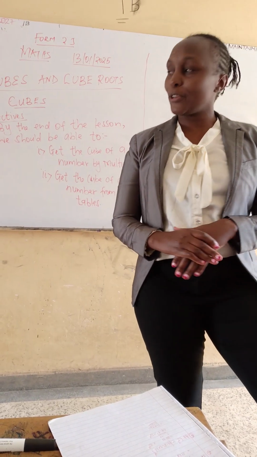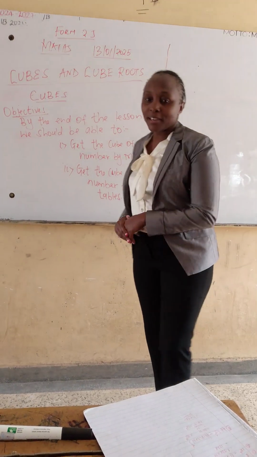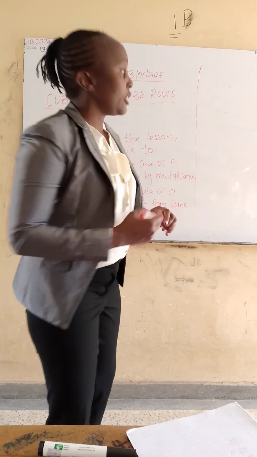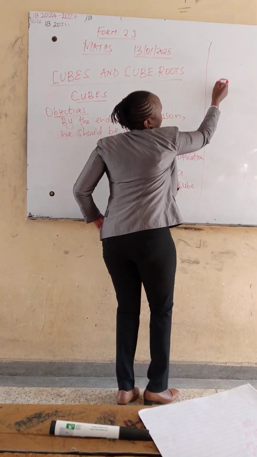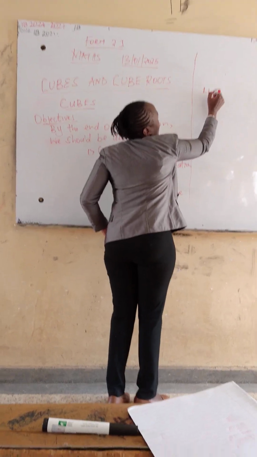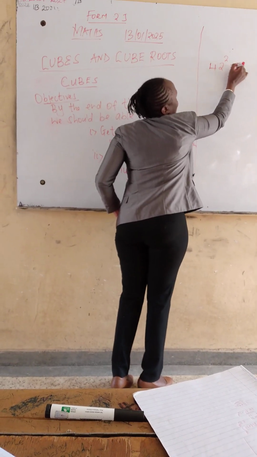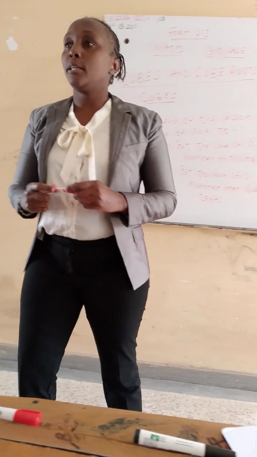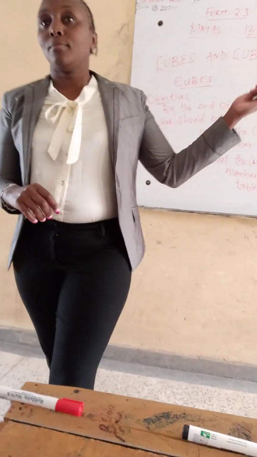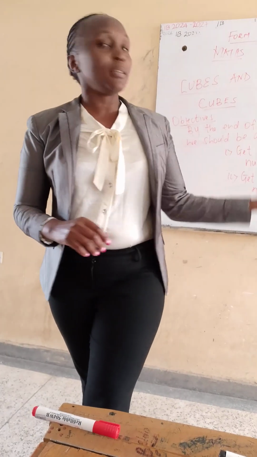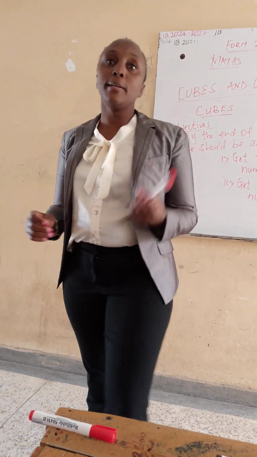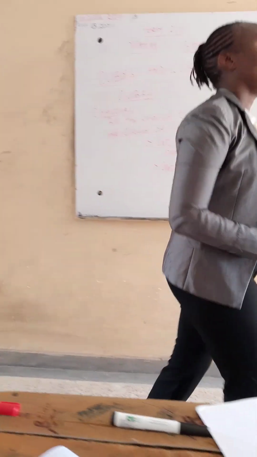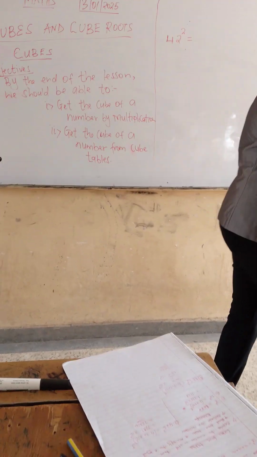Before we do the example on cubes, let's remind ourselves how to read the square of a number from tables. What did we learn in Form 1? How do you get the square of that number from tables? Raise your hand. What is the first step?